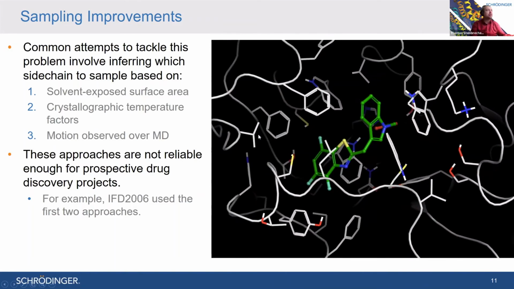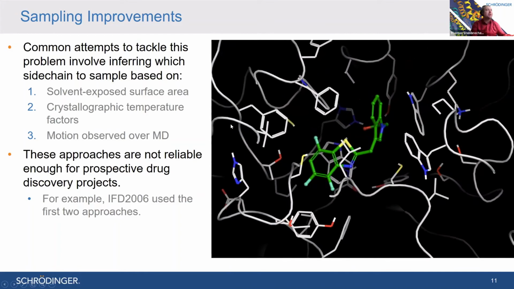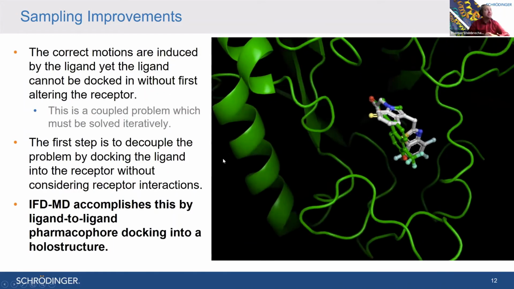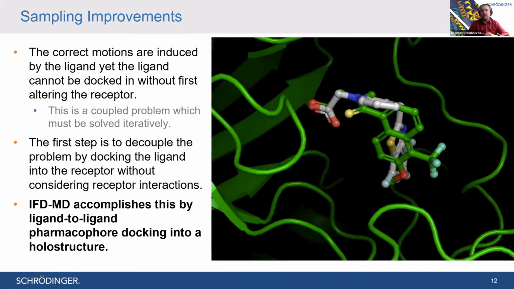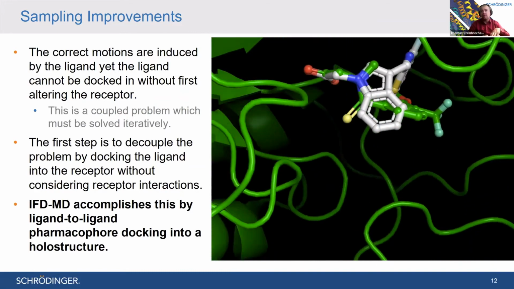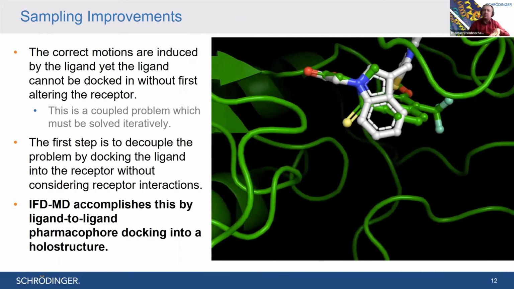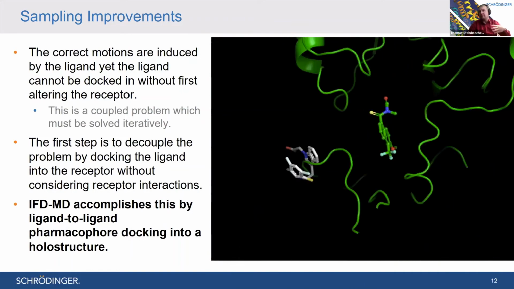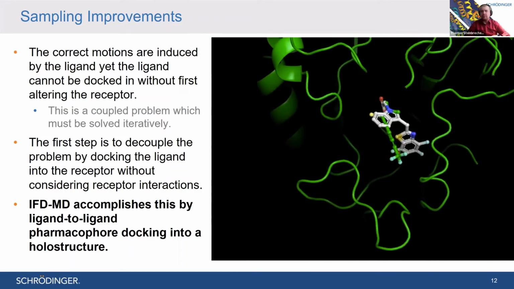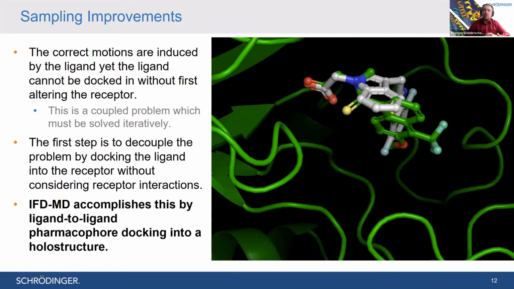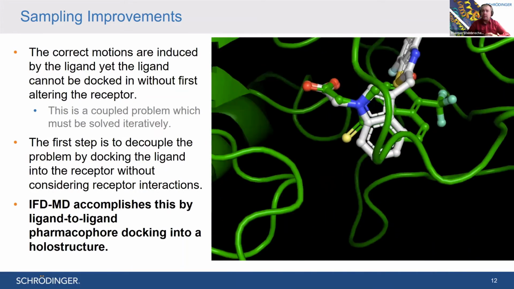So the first big change in the IFD-MD workflow is to think about this problem a little bit differently. We need to identify receptor structural changes that are induced by the ligand. So we need to place the ligand first to identify the clashes that need to be resolved. But we can't place the ligand without moving those clashes. So we try to decouple those 2 processes by first docking the ligands without being aware of the receptor.